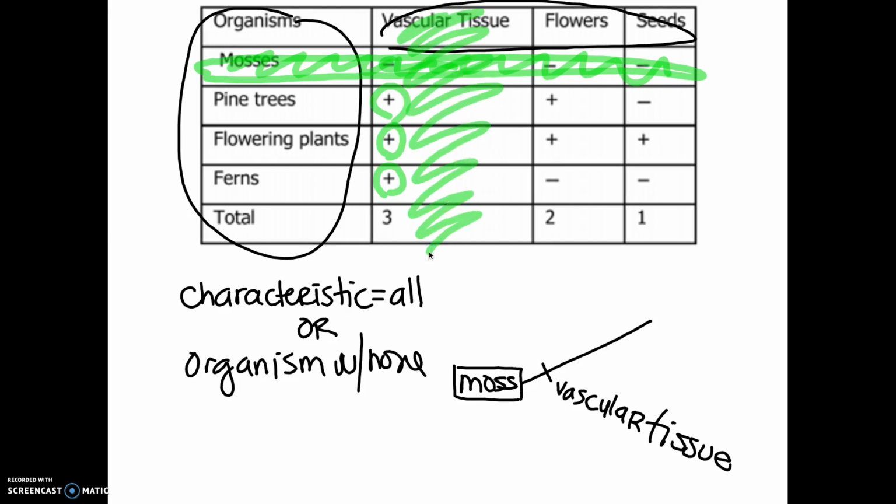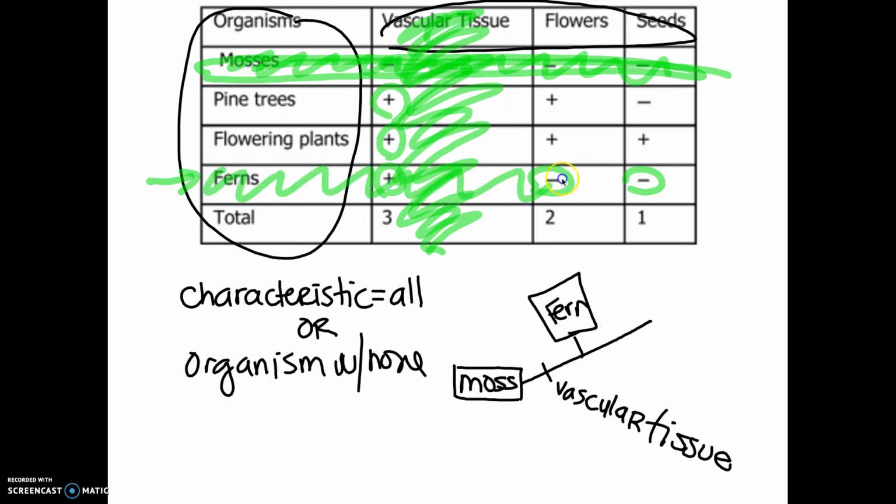So notice we did an organism. Now we did a characteristic. Now we're going back to organisms again. Is there an organism that now has all zeros or all negatives after vascular tissue? And yes, there is. Ferns. Notice how the fern doesn't have any characteristics after vascular tissue. So fern would be my next organism that I would add to my cladogram. And now I'm going to cross off fern.